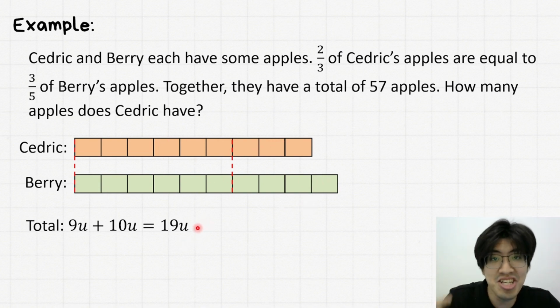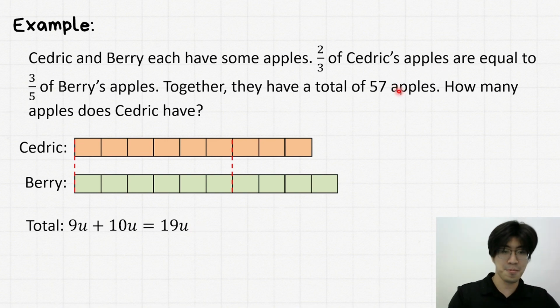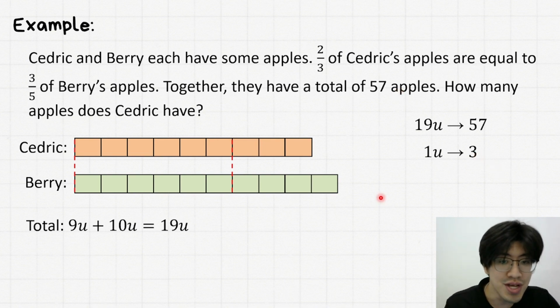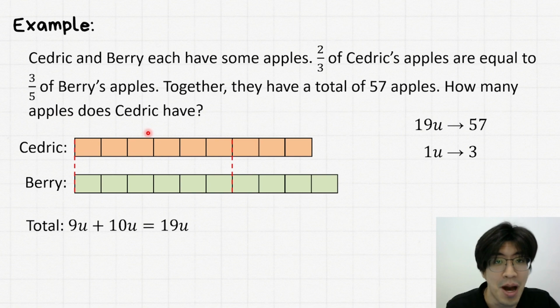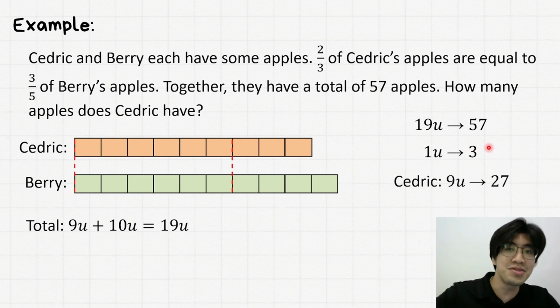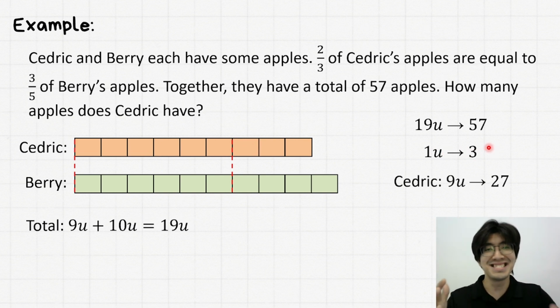And these 19 units correspond to 57 apples. So we can find out 1 unit to be 3, meaning that 1 unit over here is 3. So can we figure out Cedric's apples? Well, that's very simple. Cedric has 9 units in total, and 1 unit equals 3, so 9 units is simply 3 times 9, 27. And that solves the problem. So this is the problem sums of equal parts.